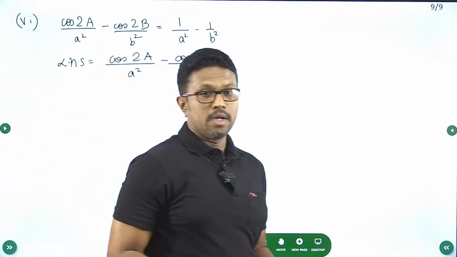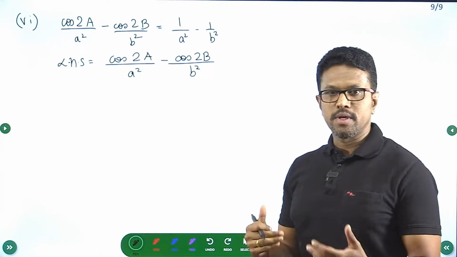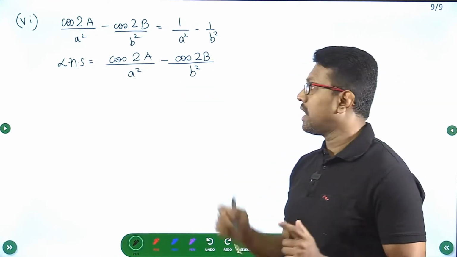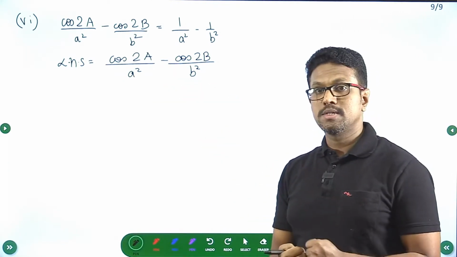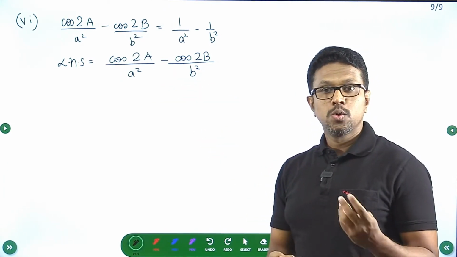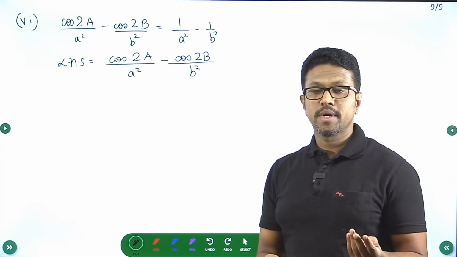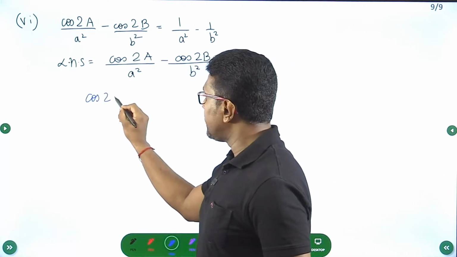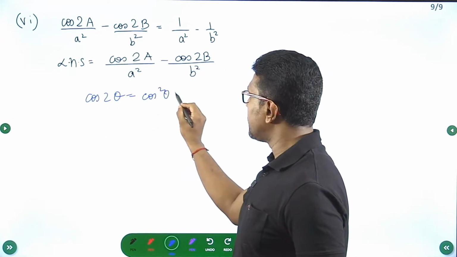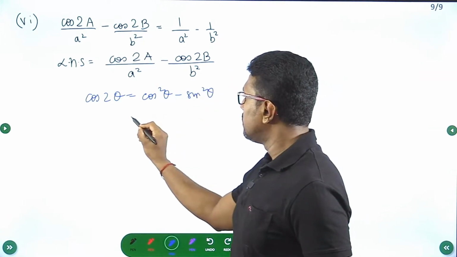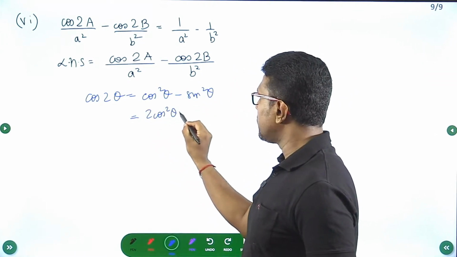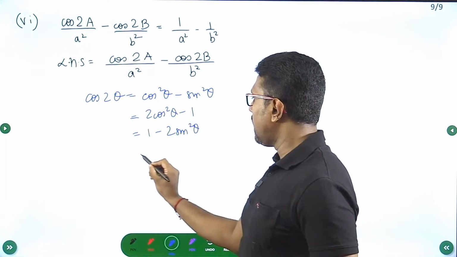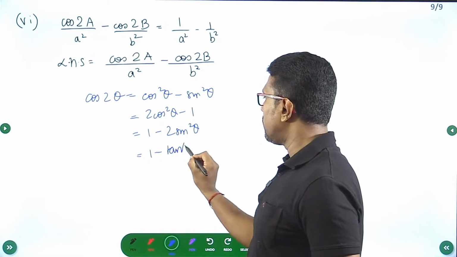Okay, अगर आपके कुछ डाउट्स वगैरह हैं, कमेंट सेक्शन में आप डालते रहिए, so that we can later on discuss all that. Okay, so cos 2a upon a square minus cos 2b upon b square. Now cos 2 theta, चार फॉर्मुला से इसके, cos square theta minus sin square theta, 2 cos square theta minus 1, 1 minus 2 sin square theta, 1 minus tan square theta upon 1 plus tan square theta. I'll just write this over here. देखो आप cos 2 theta, चार formulas, cos square theta minus sin square theta, 2 cos square theta minus 1, 1 minus 2 sin square theta, and 1 minus tan square theta upon 1 plus tan square theta.